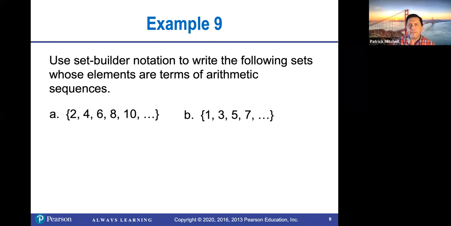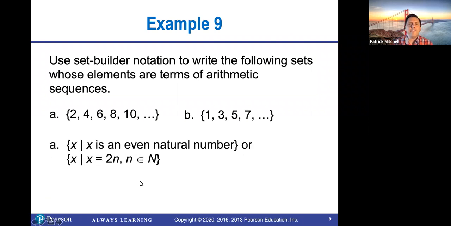In other words, the set of even natural numbers. And actually, you can use that description to write the set builder notation for that set. All right, so they give two possible answers. The first one says the set of all x such that x is an even natural number. And I think that is a perfectly good answer.